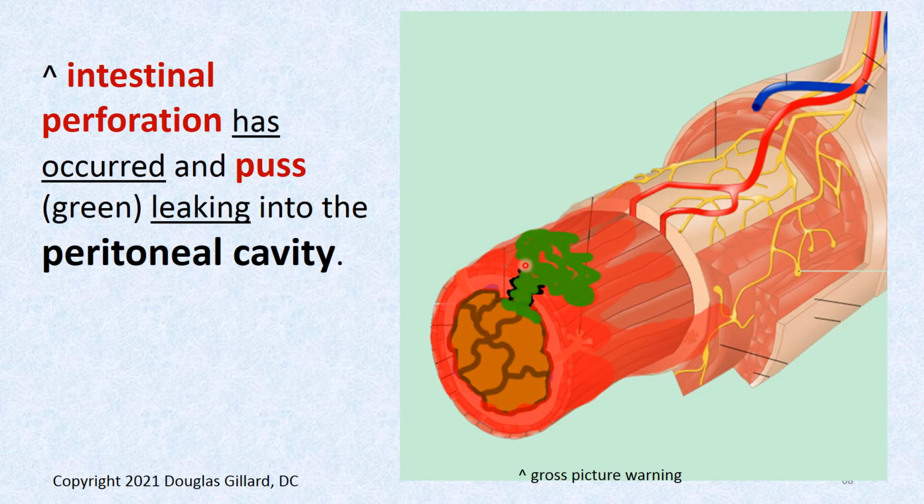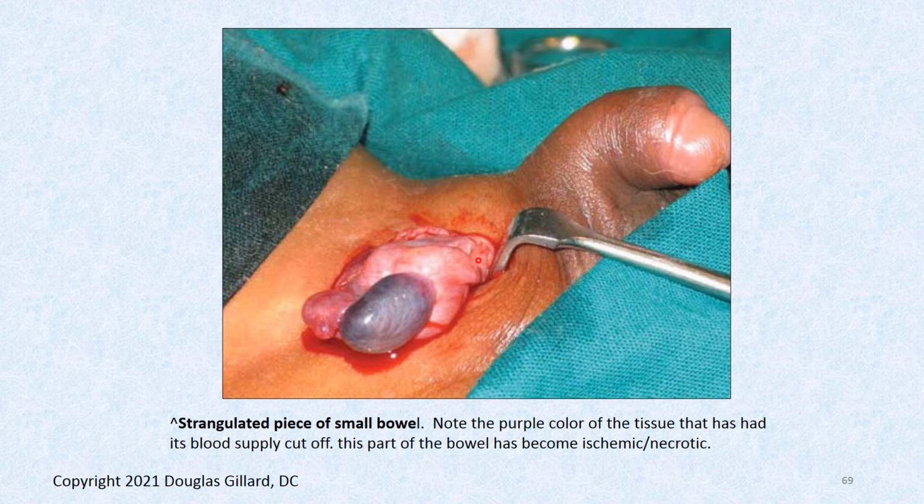Whoops, I should have warned you, another kind of gross picture. Here's a strangulated piece of intestine in an inguinal hernia that occurred, and they opened it up and pulled out the good intestine. You can see we have a piece of ischemic tissue. That tissue is dead. That has to be all cut out.